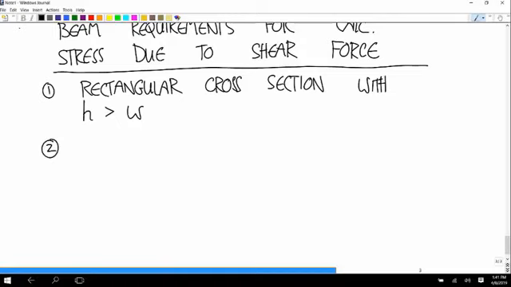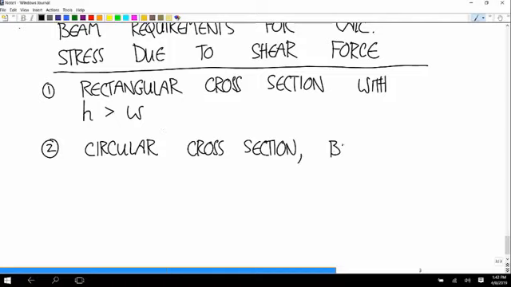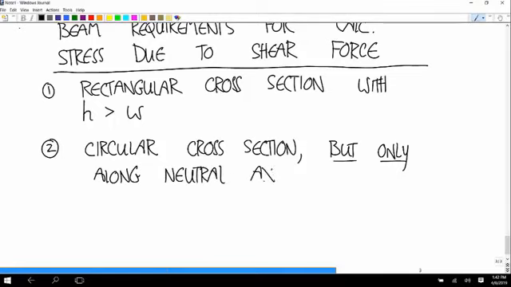And the only other possibility, besides rectangular, is a circular cross section. With a rectangular cross section, we can do it at every Y location along the cross section. With a circular cross section, we can only do it at the neutral axis. But only along the neutral axis. Well, that sucks.